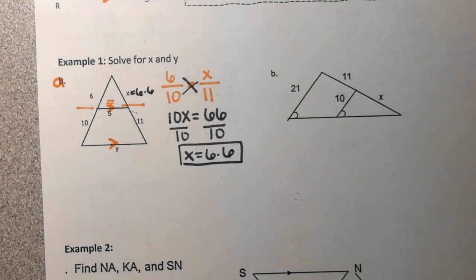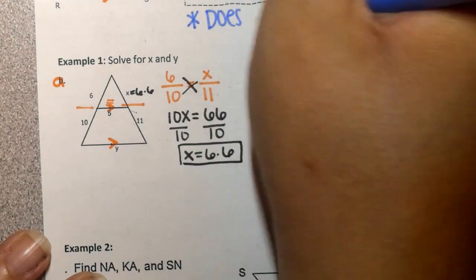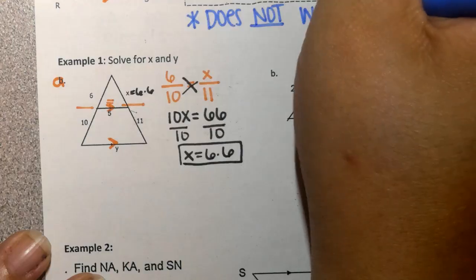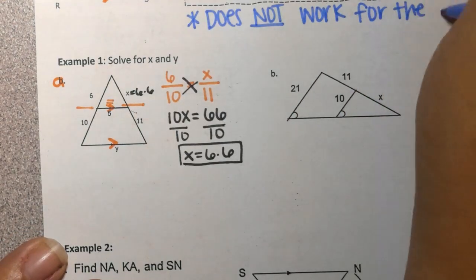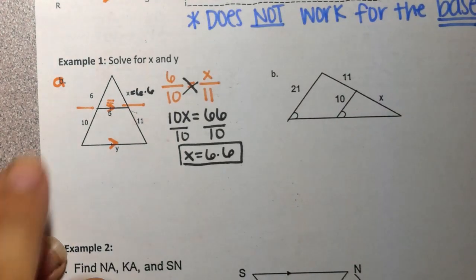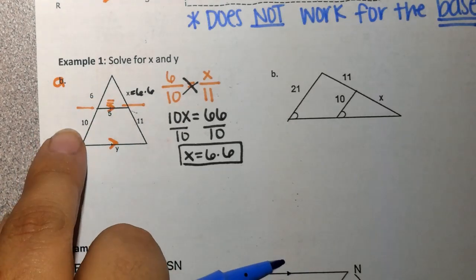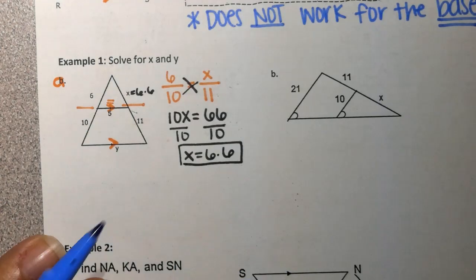What questions do I have? Okay. Side splitter theorem makes it very easy. However, it also complicates things because it does not work for the base. Which means you cannot do 6 over 5 equals 10 over y. You can't split up the side for the base.